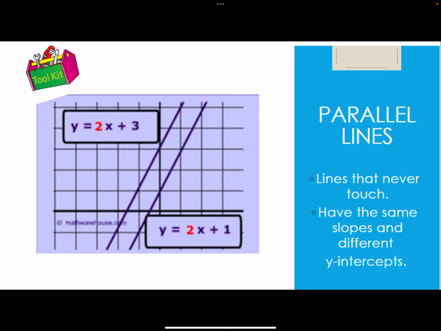So let's pause for a second. Parallel lines, we know, are lines that never touch, and they have the same slopes and different y-intercepts. So here's an example. These lines, we can see that they're parallel. The slopes are both 2, but this y-intercept is the point 0, 1, and this y-intercept is the point 0, 3. Different y-intercepts. Because again, if they had the same y-intercepts, they'd be the same line. And then they wouldn't be parallel because they'd be overlapping.